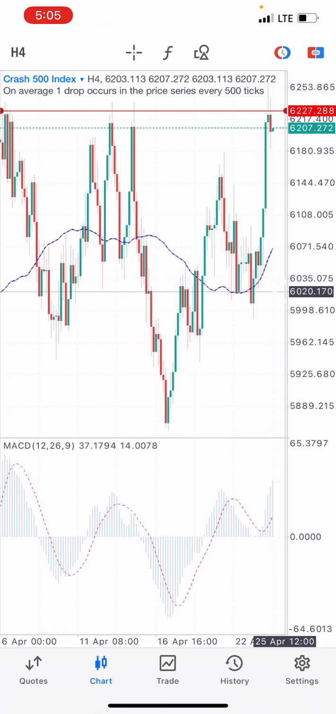Keep on practicing it, and then you know how the indices behave. You know how the Crash 500 index behaves. Exactly like that. When you trade it for long, when you continue trading it, you'll be able to understand the kind of movement it makes.